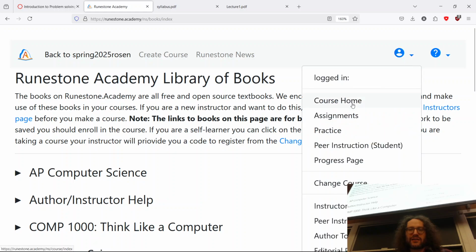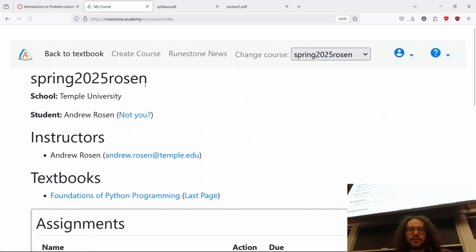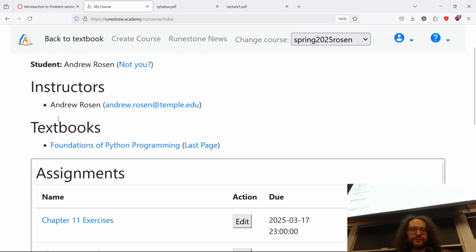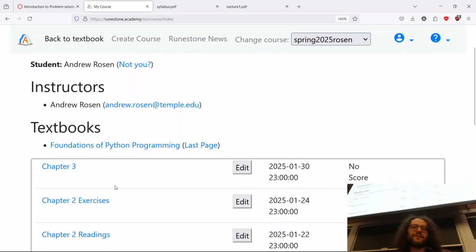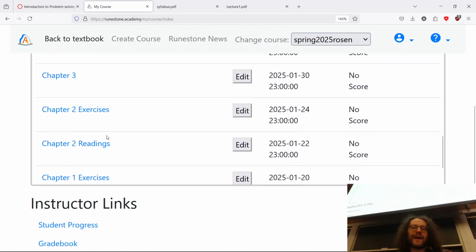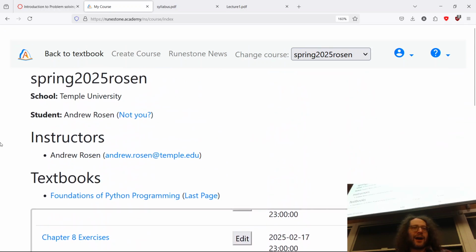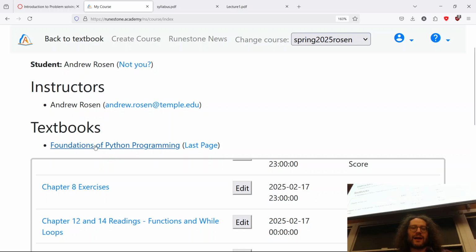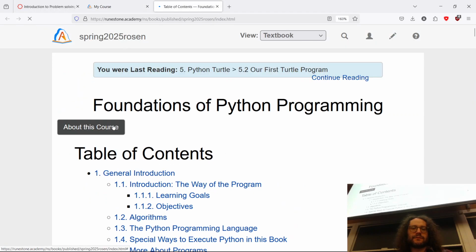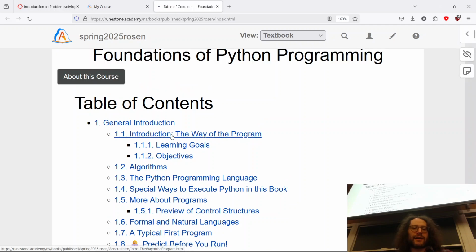Once you're inside the textbook, it will open up and look something like this with a bunch of due dates and stuff. Don't worry about that. Don't panic about that, please. I will explain that those due dates aren't as horrifying as they seem. But Foundations of Python Programming, there's your textbook. And it's all electronic.